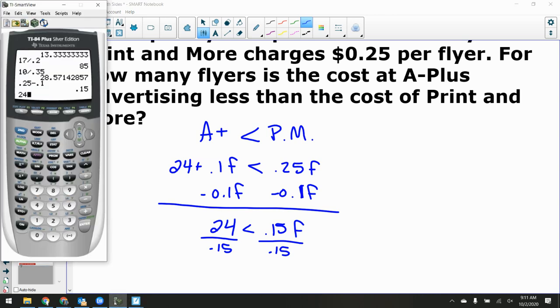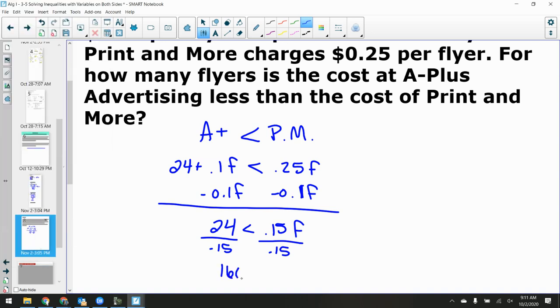So 24 divided by 0.15 gets us 160. 160 is less than F. But again, let's flip it around to say F is greater than 160. Okay, what does that mean? If you buy over 160 flyers, then it's cheaper to go to A plus rather than Print and More. Right. That's the threshold. That 160 flyers is the threshold.